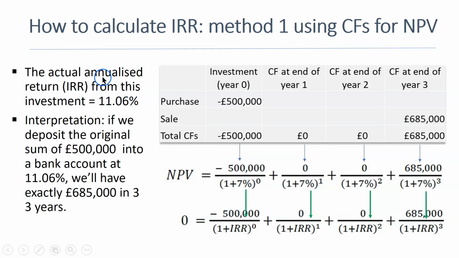It means that while our money is invested in this particular project, when we buy this particular property, we receive 11% return. Alternatively, if we deposit the original amount, £500,000, elsewhere at this particular rate of return, for example, we put it in a bank account which generates this return of 11%, we will also have the same amount, £685,000, at the end of year 3. This is how much money we make while we're invested in this project. This is its internal rate of return.